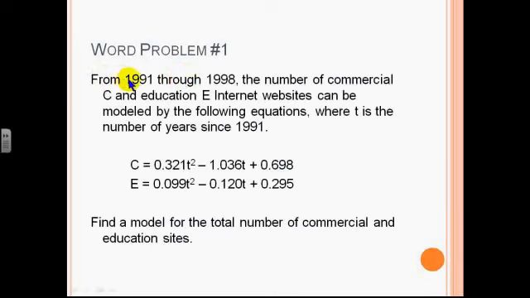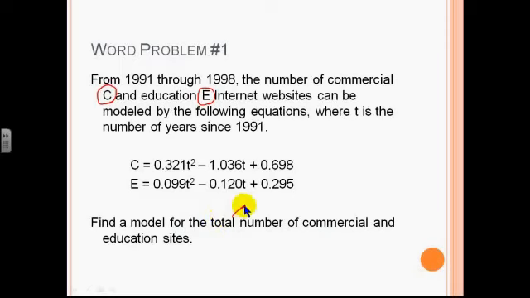So if we look at this, from 1991 through 1998, the number of commercial, and we're assigning a variable for this, commercial C, and educational E, internet websites, can be modeled by the following equation, where T is the number of years since 1991. So if you have a bunch of data, you can come up with and map that data and see that it follows this relationship. So what we're looking for is find a model. So find a polynomial for the total number of commercial and educational sites.